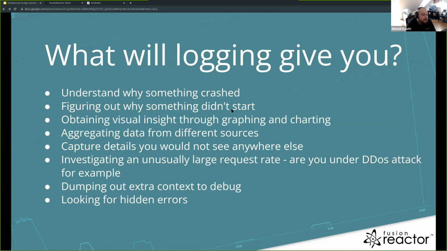So investigating irregular events. So this could be large request rates where your server's under attack, error spikes, anything like this. So we're going to talk about as well dumping out extra context, so when you're using debug logging and how you can use that in the logging tool. And then also just in terms of looking for hidden errors. So things that might have been going wrong that you had no idea even existed.